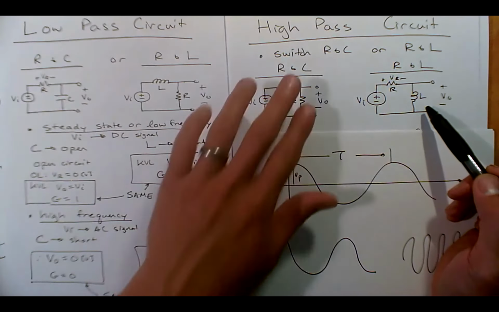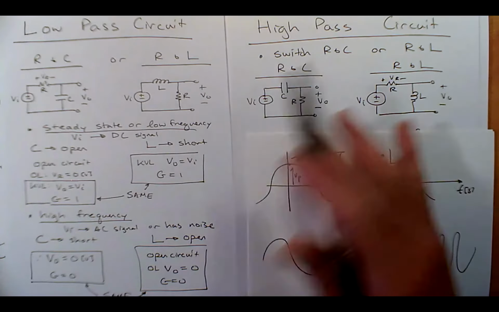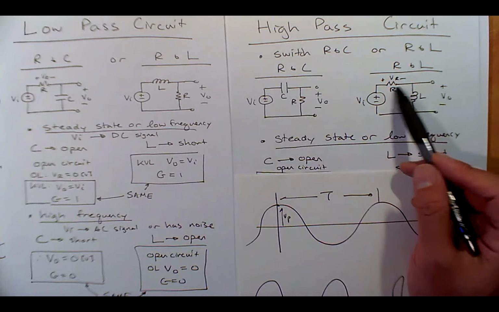Okay, so I just redrew it just so it's a little easier, right? Again, this is G, this is G. And we can play the same game. Steady state, low frequency. Again, C is like an open circuit, L is a short.